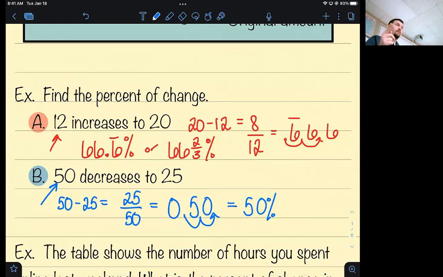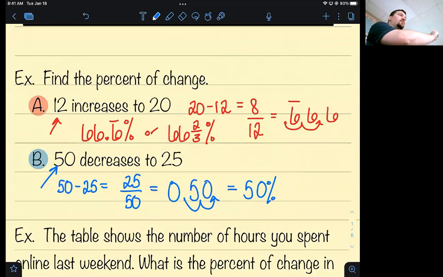Subtract the two numbers. Put that number as the numerator. Put the original number as the denominator. And then once you have your fraction, change that fraction to a decimal to a percent. Divide and then slide.